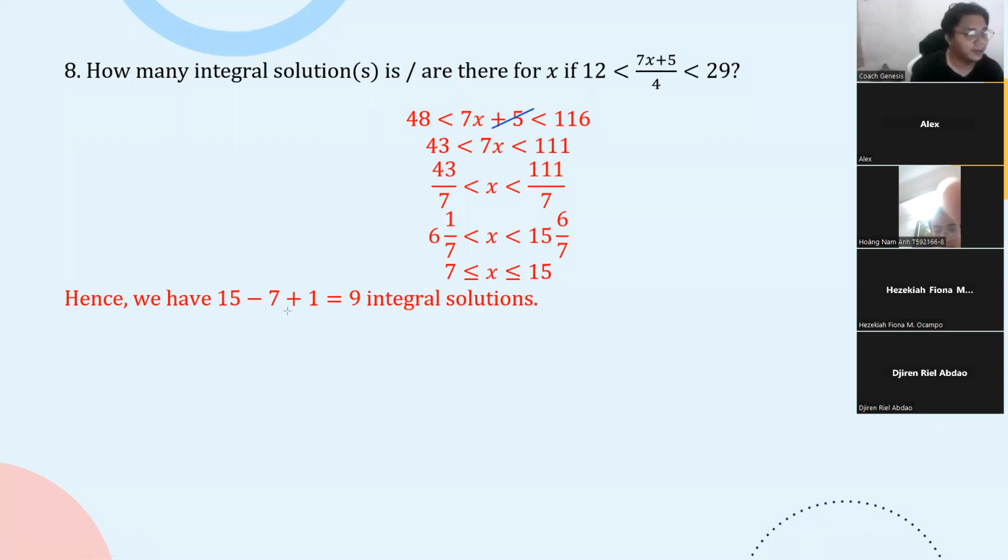If you are wondering why we have plus 1 here, that is because if we subtract 15 minus 7, we also get rid of 7, right? So we need to add that value again by adding 1. So that way we have 15 minus 7 plus 1, that is equal to 9 integral solutions. So the answer for number 8 is 9.